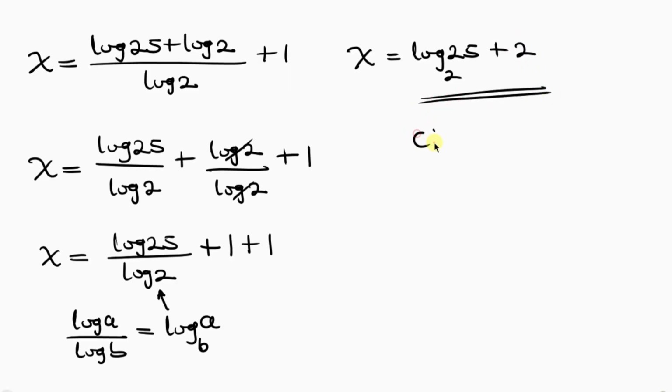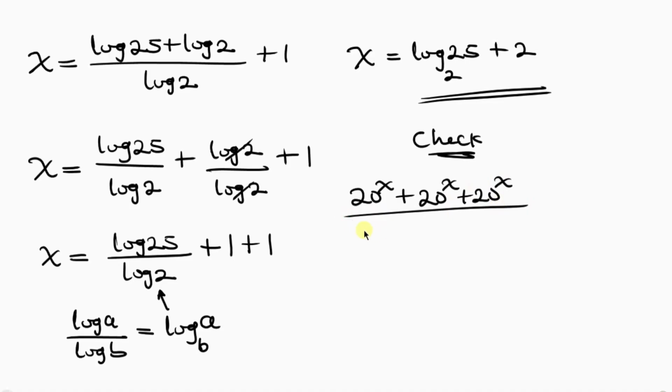Now let's check. The original question given to us is 20 to the x plus 20 to the x plus 20 to the x, all divided by 10 to the x plus 10 to the x plus 10 to the x, equal to 100. So we want to prove if the left hand side is equal to the right hand side. So I'll focus on the left hand side to see if we get 100.